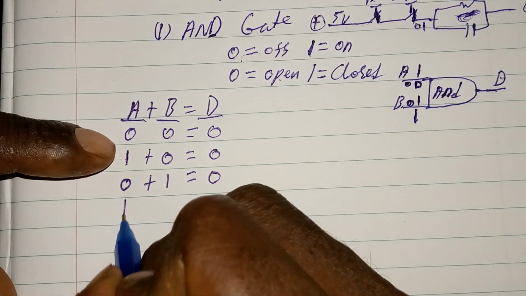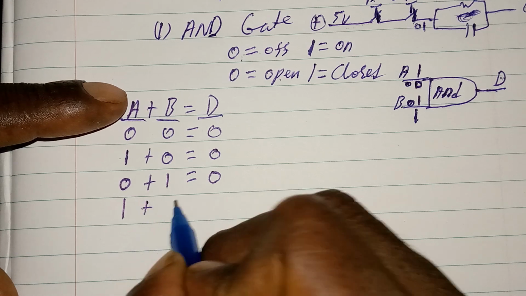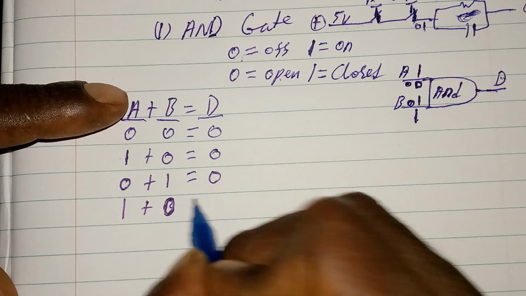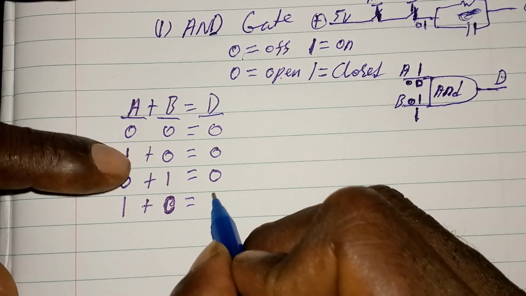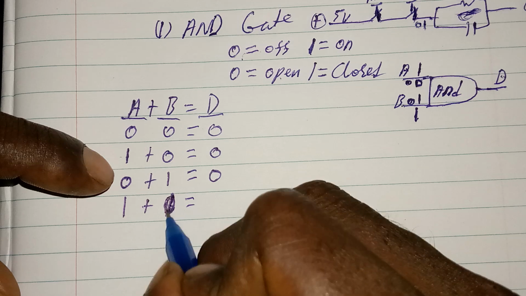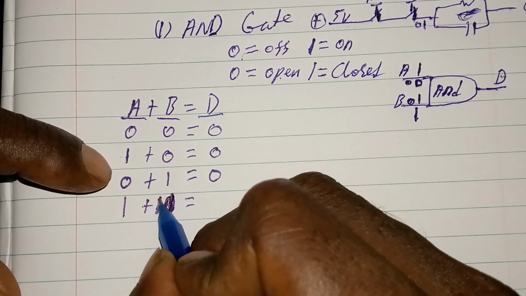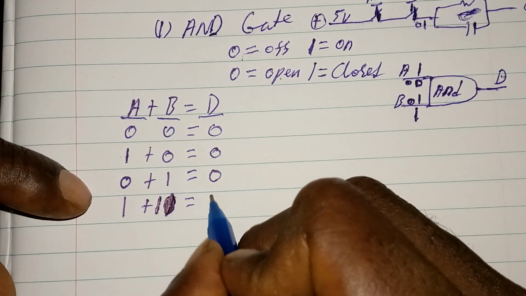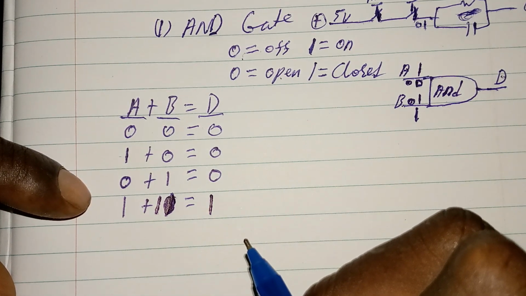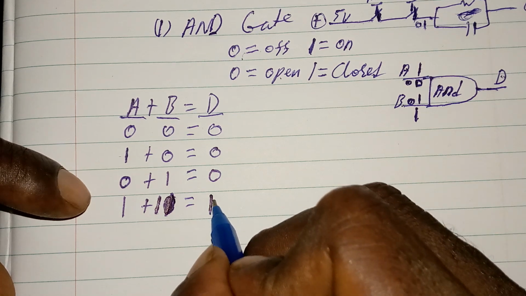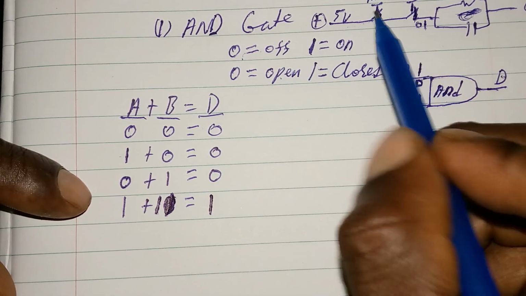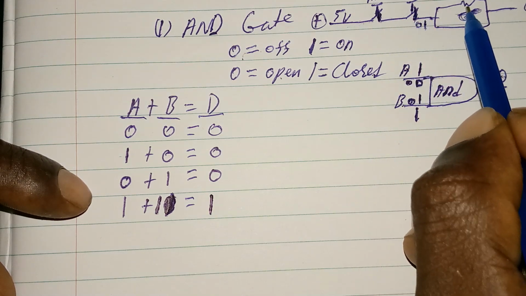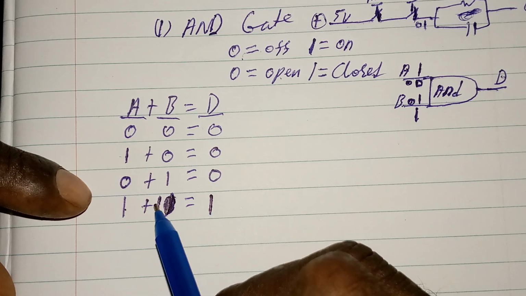So if we close the A switch and the B switch here, we have both switches closed, then the output is going to be 1. It is going to be on, because voltage can pass through the two switches and energize the circuit, because A here is closed and B here is also closed.